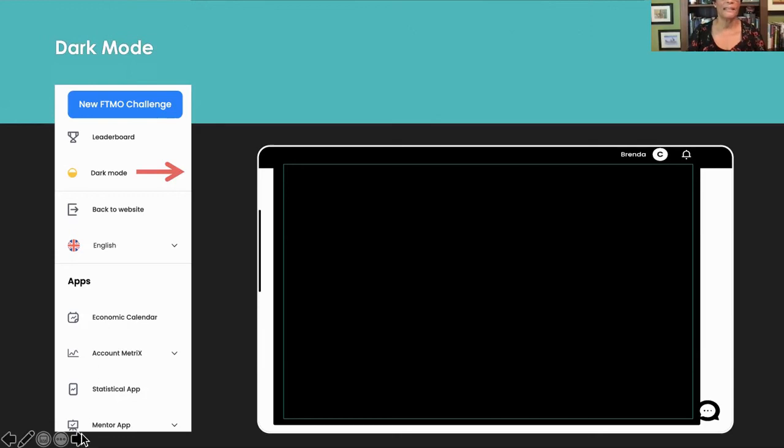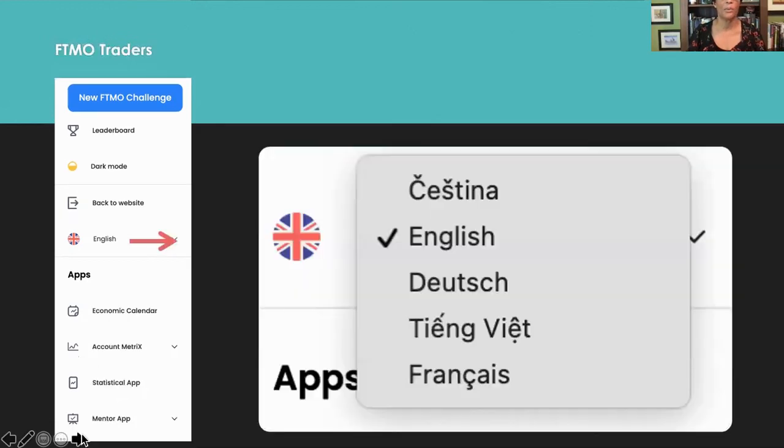And then, of course, the next section is back to the website. It's just a little shortcut. And then you have your choice of languages. You can learn in the Czech language, Slovakian languages, English, Dutch, Vietnamese, or French. And I think that's important because some people learn best in their native language. You don't have that added layer of something being lost in translation.